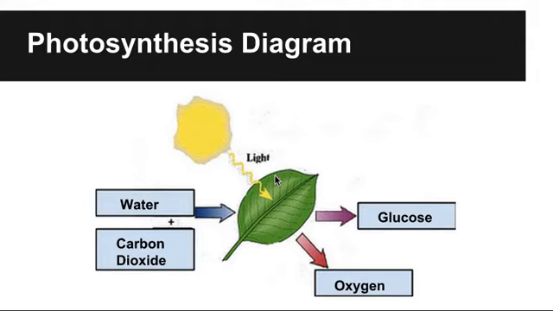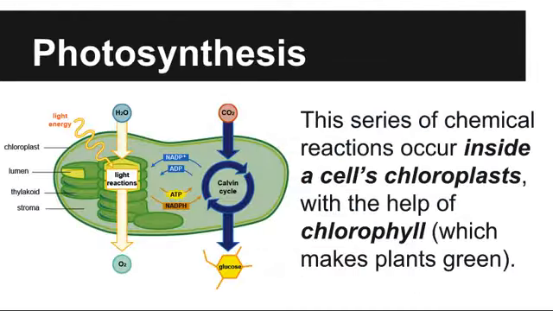This is why plants are so important to us in the environment. It uses the sun's energy, which is free, and there's plenty of it, and it converts water and carbon dioxide, which we have in our environment, and it makes glucose, which we need in order to have energy, and oxygen, which we need in order to breathe. Let's look at this in a little bit more detail.